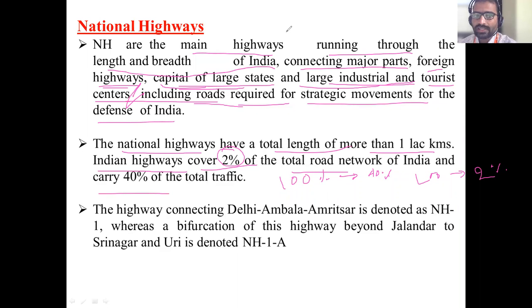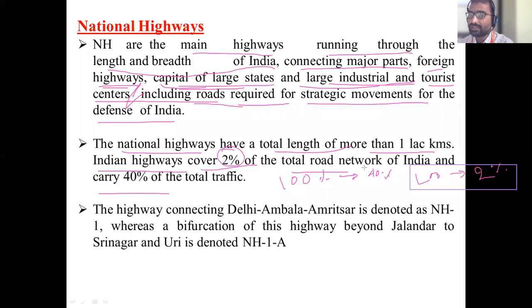So what it is saying, what is this? If there is 100% road, then how much of it is national highway? 2%. Okay, are you getting it? If the total road in India is 100%, then what percent is national highway? 2%. Okay, if there is 100% of traffic, movement of vehicles, then 40% of the traffic is from the national highway.